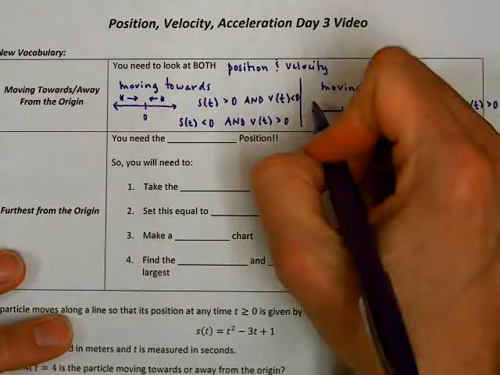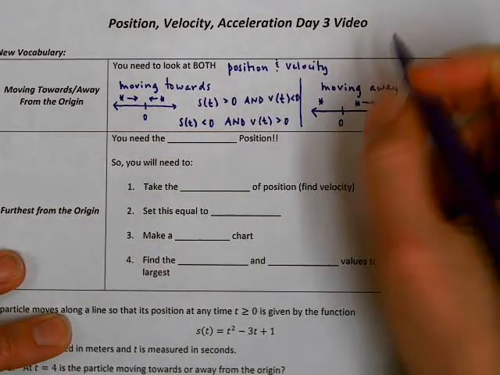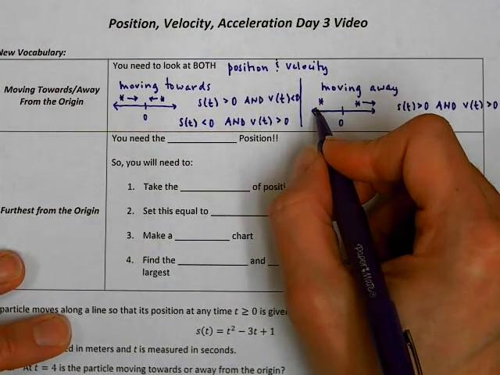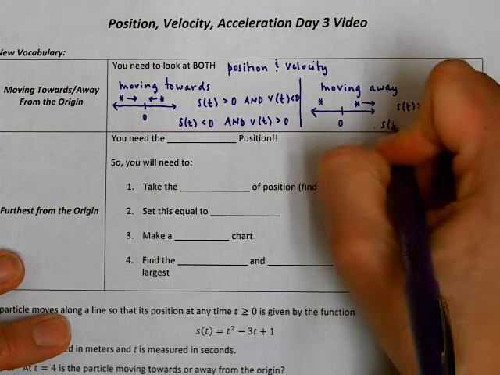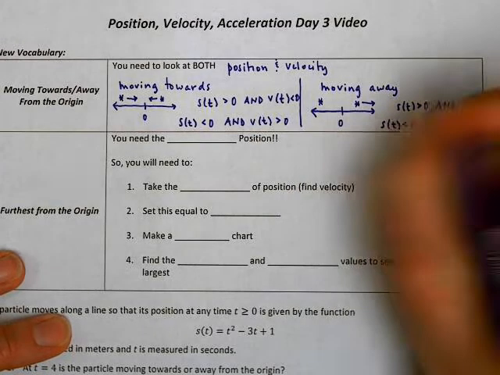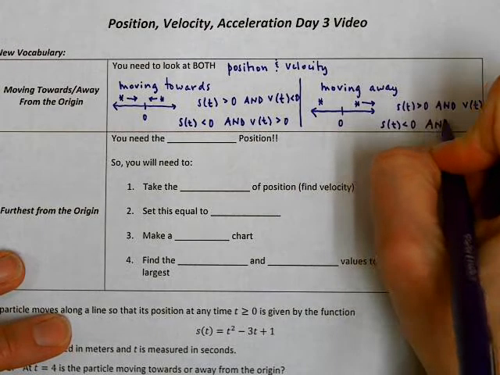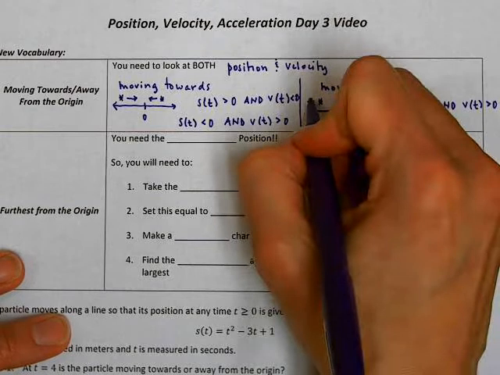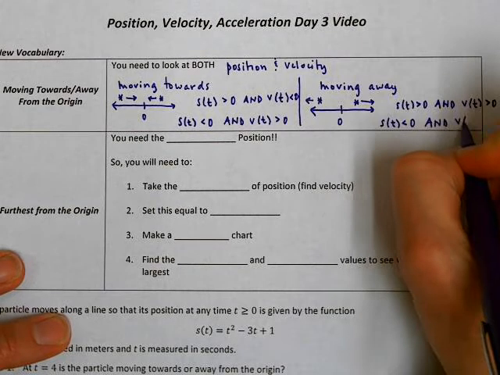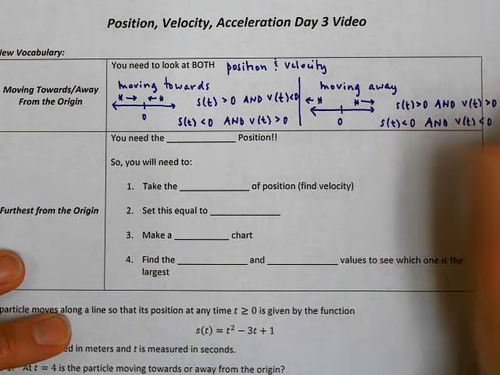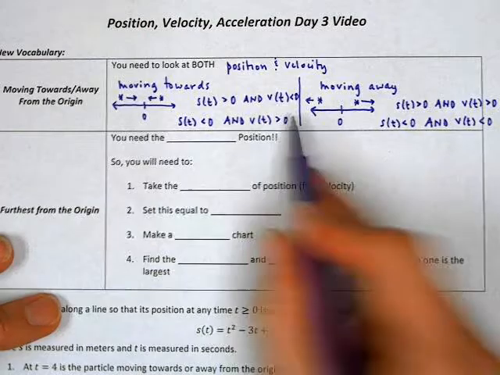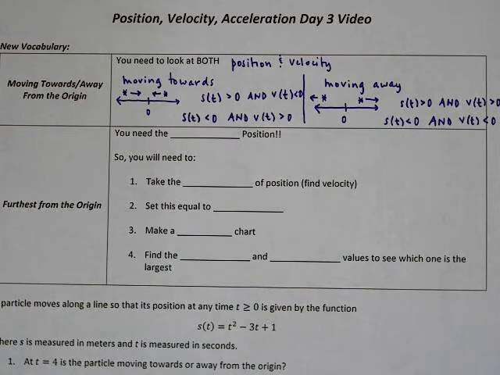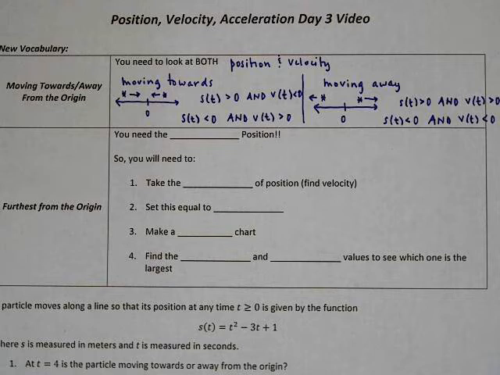The other way could happen is, again, if my position were to the left of the origin, so my original position is less than zero, and my velocity is less than zero. Because then I'm starting to the left and I'm moving further left, so further away. So when we have these types of questions, we're going to have to analyze both position and velocity at a given time to determine that movement.